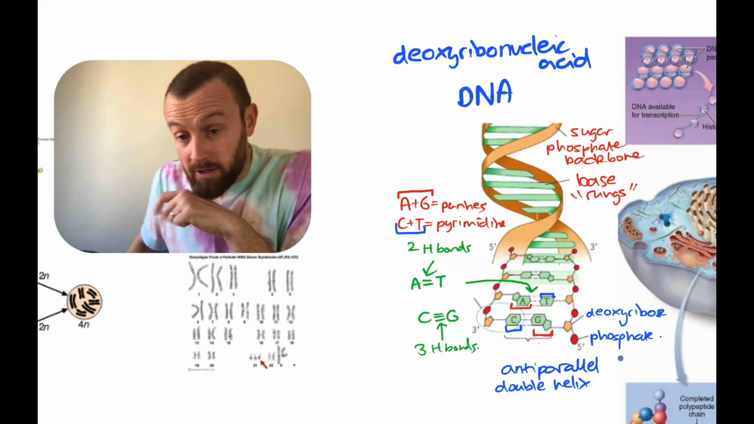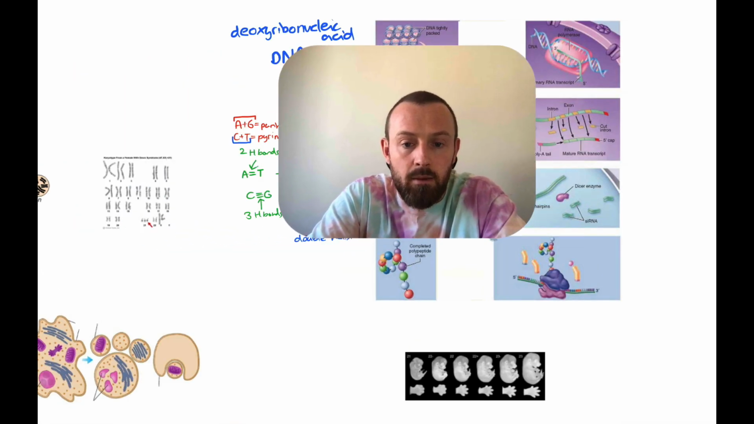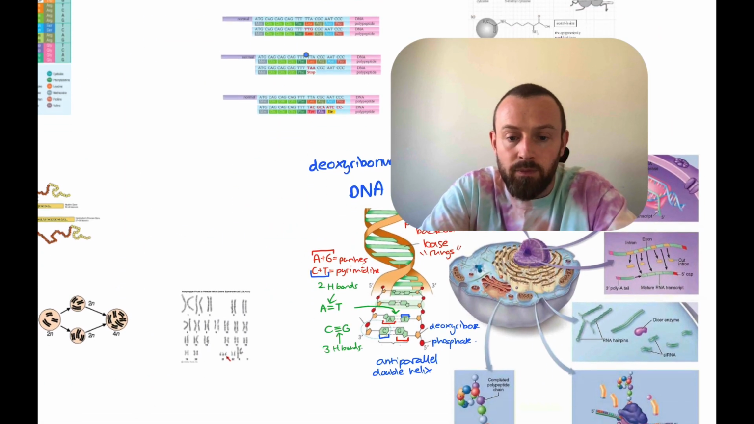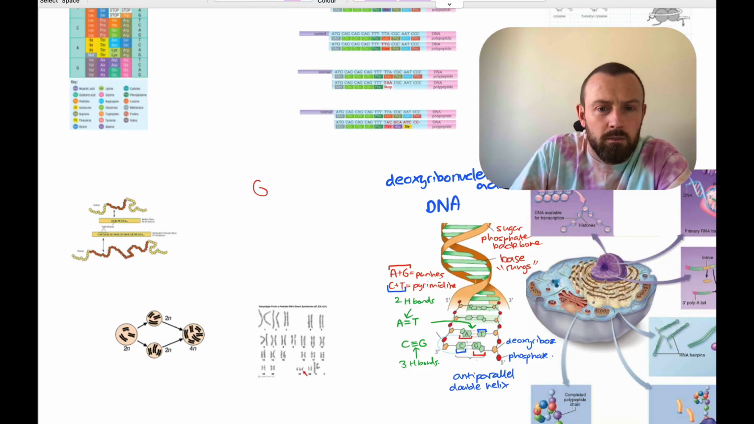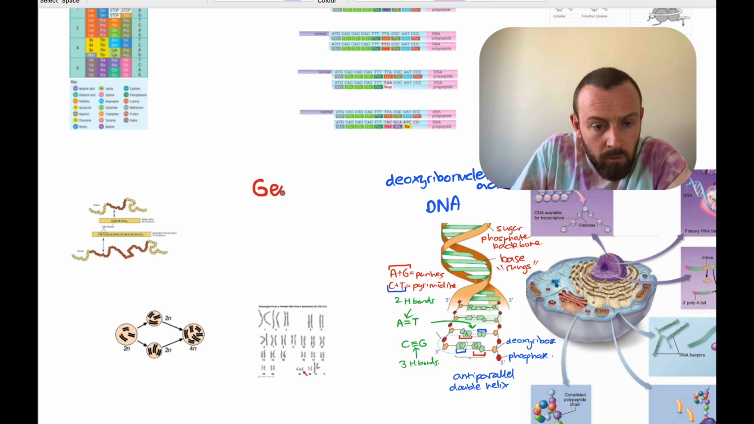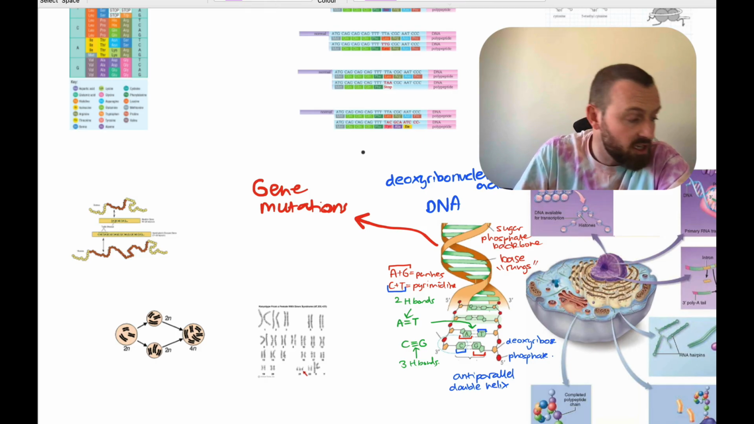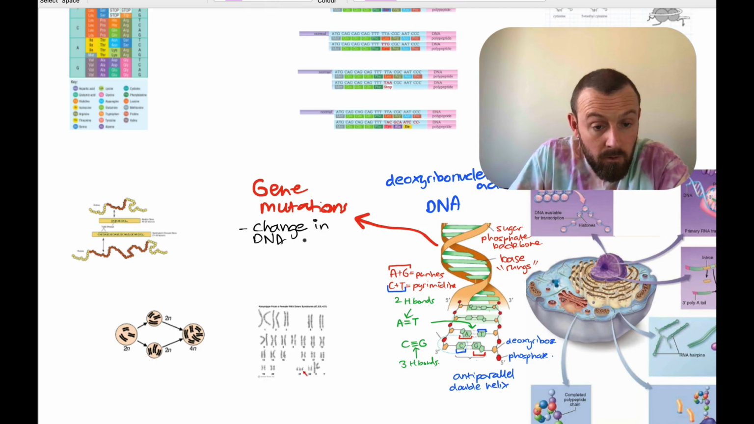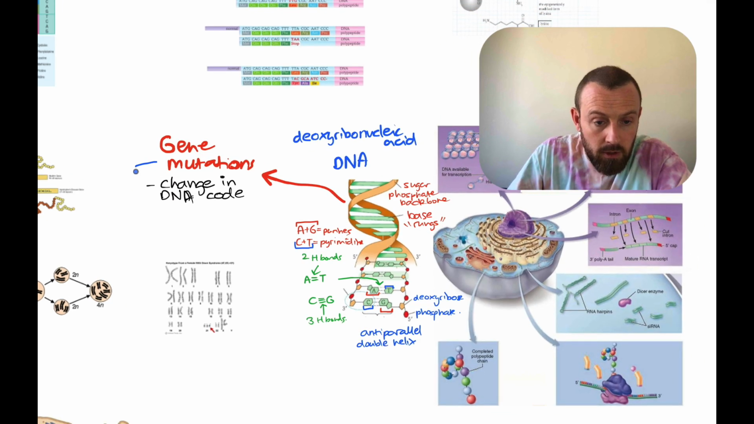Okay, so that's DNA structure, and perhaps you knew that already. But the first part of this module 6.1 is about mutations in DNA. So let's zoom out. And specifically, we're going to be talking about gene mutations, so that we can branch out from here. So DNA, gene mutations. A gene mutation is a change in the DNA, a change in DNA code. And what causes them? So let's go below. Causes.